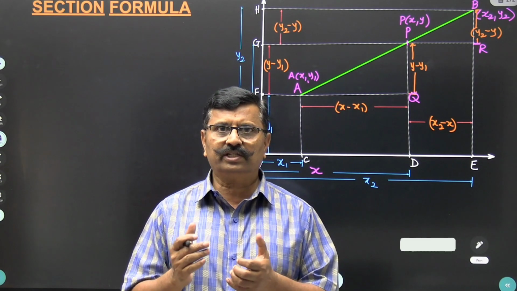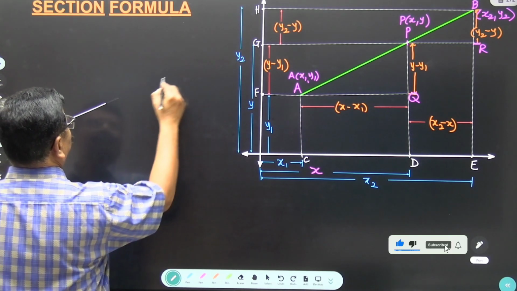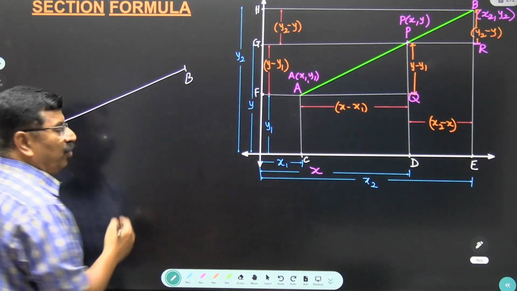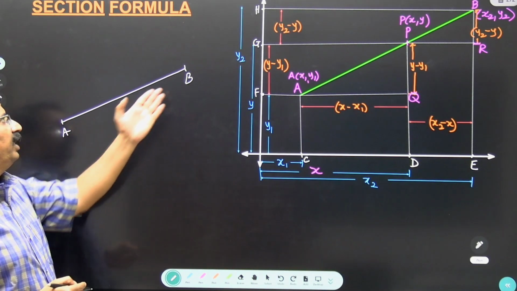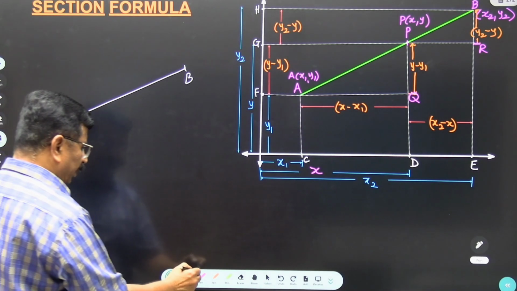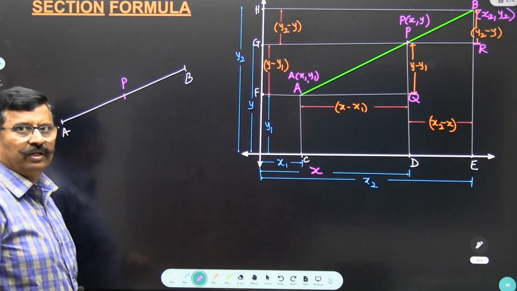Now, when to use the section formula? See, suppose you are given a line segment AB. Point A has some coordinates x1, y1, point B has other coordinates x2, y2, and there is a point P which divides segment AB.